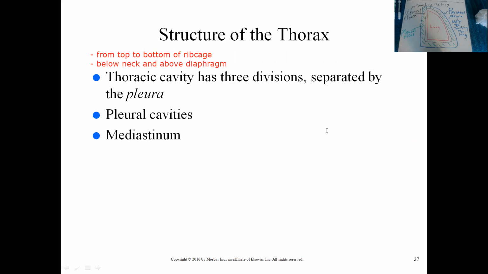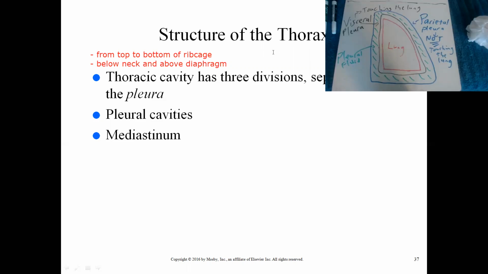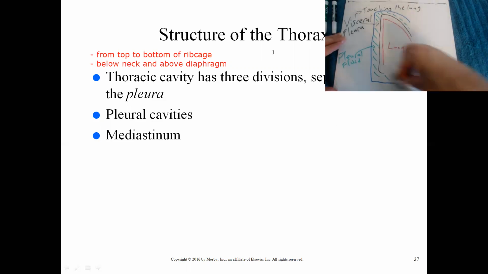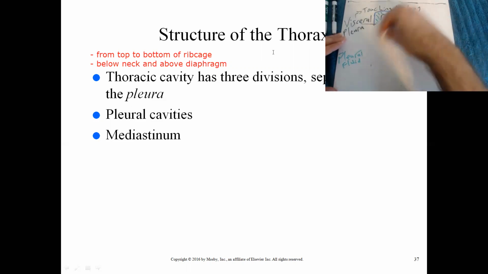And for the thorax, there are some structures. I just talked about the pleura. But in the thorax, there are 3 cavities. 3 cavities.